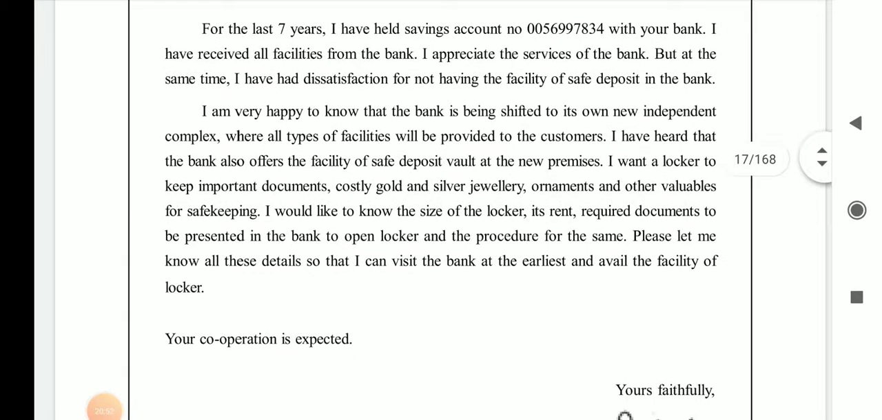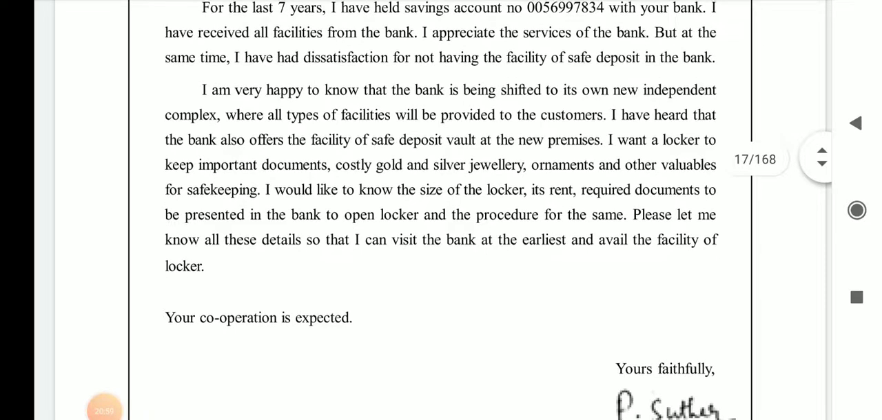I have received all facilities from the bank. This lady also gets all types of facilities from the bank. Appreciate the services of the bank. She also appreciates the service for the same. But at the same time, I have had the dissatisfaction of not having the facility of the safe deposit in the bank. This lady is dissatisfied with not having a locker facility in the bank.